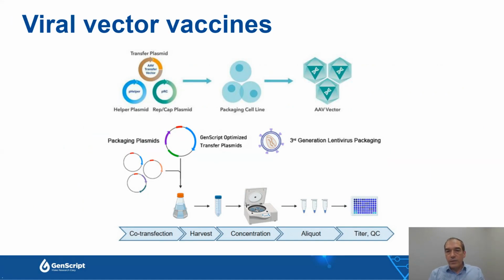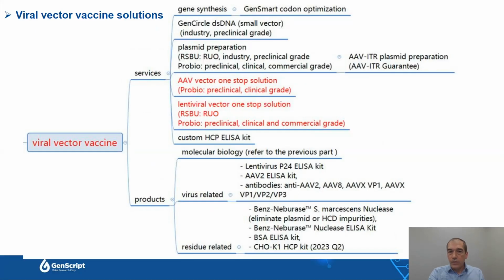For viral vaccines, we can basically be an end-to-end provider. Again, we can start from gene sequence. We can produce all the required plasmids for your virus. We can package them in a cell line and then purify them and basically deliver the purified virus, either AAV or lentivirus, depending on your requirements. So basically, we can offer all these services and products from beginning to end for gene synthesis, plasmid, virus preparation.